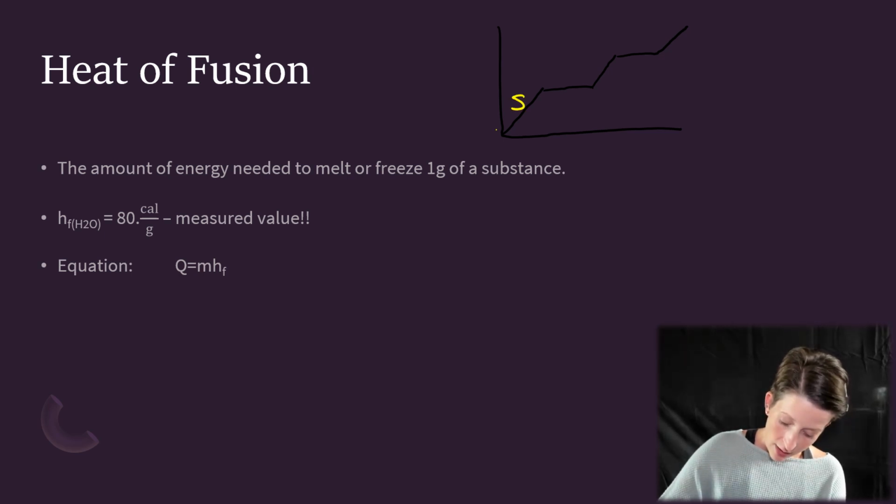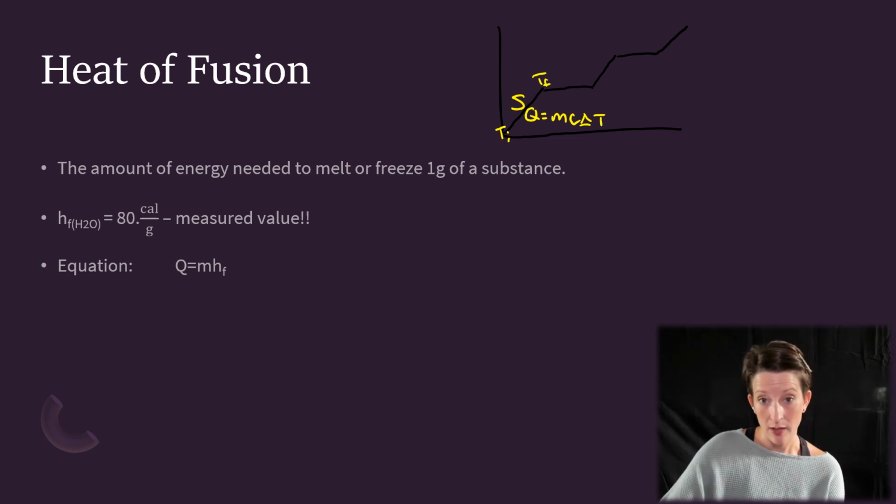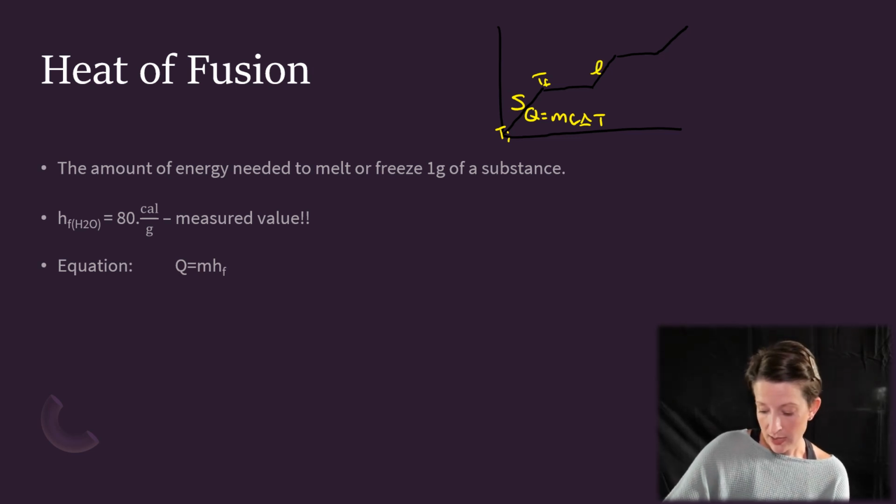We have our initial temperature to the final temperature. So we are looking at the one state of matter and the change in temperature. So that is going to be our MCΔT calculation. And we could do the same thing for a liquid and for a solid.